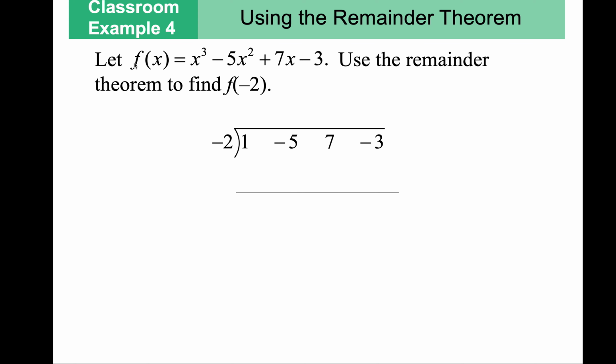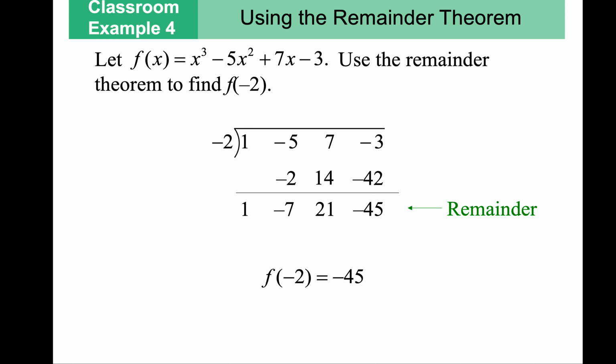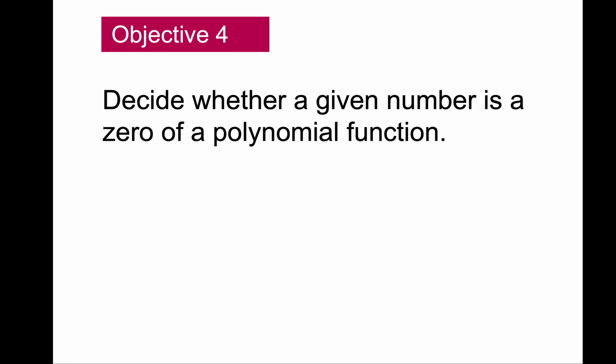So I put negative 2 in the box because that's what I'm trying to evaluate. I bring the 1 down. I multiply 1 by negative 2. I add them together. Multiply by negative 2. Add them together. Multiply by negative 2. Add them together. And what you should notice is if you plug negative 2 into the equation, you would get 45 out. So do you see it's kind of a long process to get there, so it's not the most useful thing right now, but it will be useful.